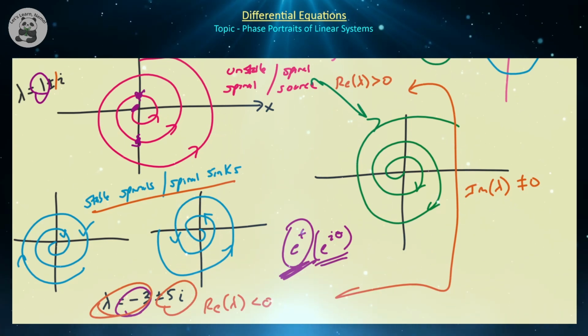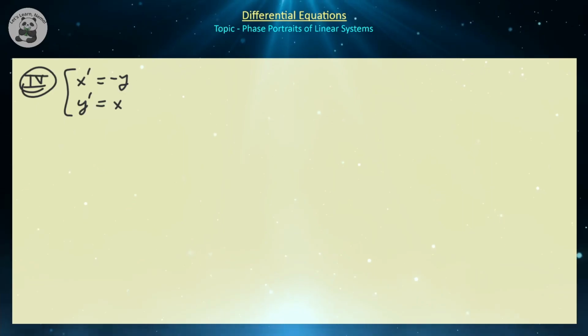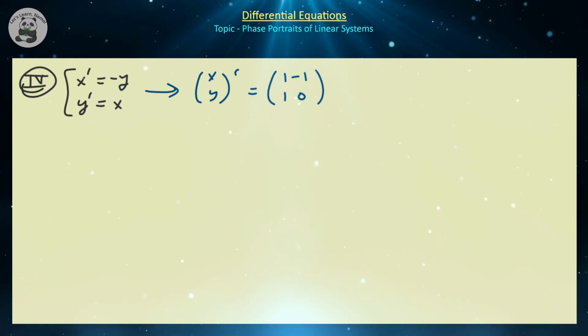Now the question becomes, okay, what if you have a complex eigenvalue, but instead of the imaginary part being non-zero, what if the real part equals 0? So to guide this next portrait, let's assume this system of differential equations, x prime equals minus y, y prime equals x, a very simple system to deal with, which is going to be transformed into the form (x, y) prime is equal to the matrix [0, -1; 1, 0] times (x, y). So this is going to be our system.